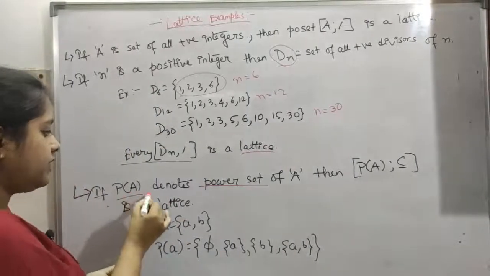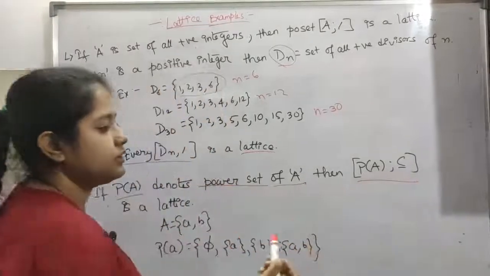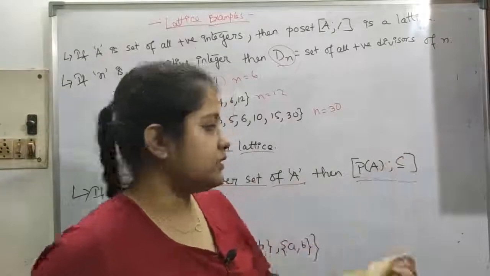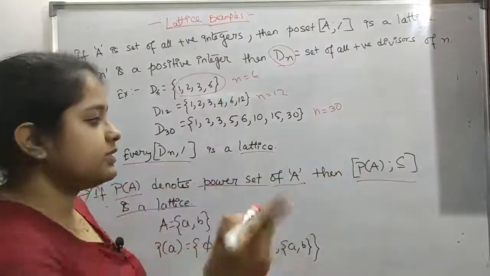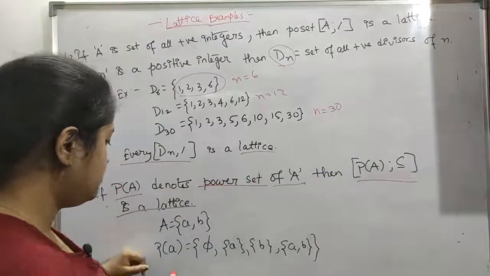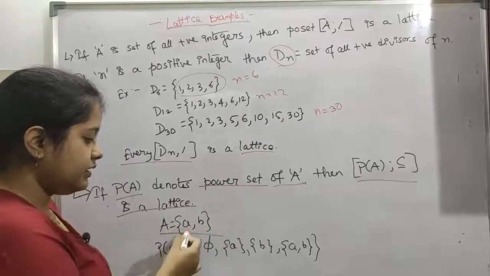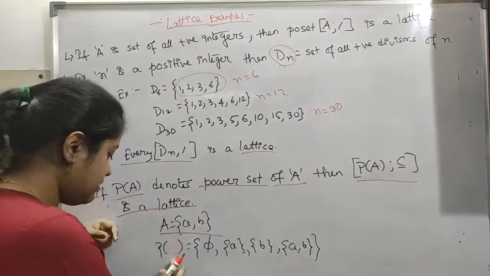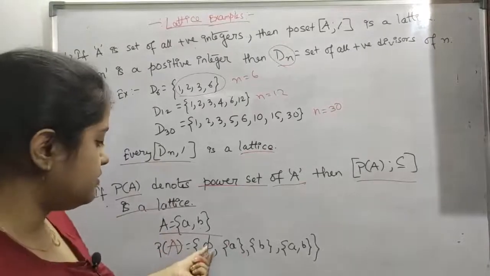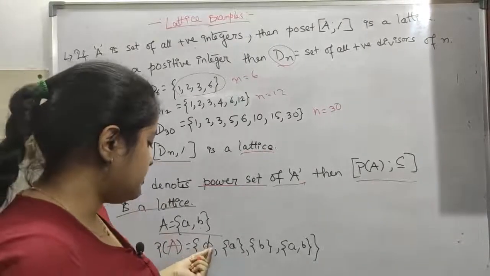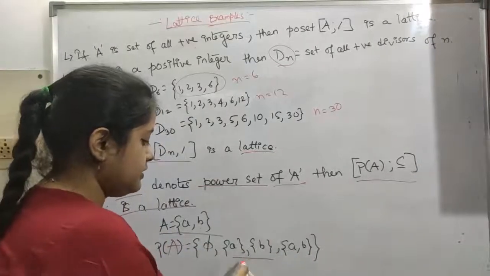Now, P(A) denotes the power set of A, then this is our poset: the power set of A with the subset relation. So these are lattices. The power set with subset relation is a lattice. If you don't remember the power set, let's say A is our set, A and B. The power set will contain all the possible subsets. The trivial ones are the null set and the whole set, and the others are the singleton sets A and B.